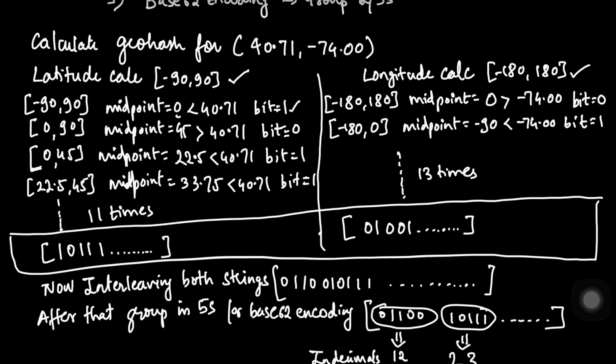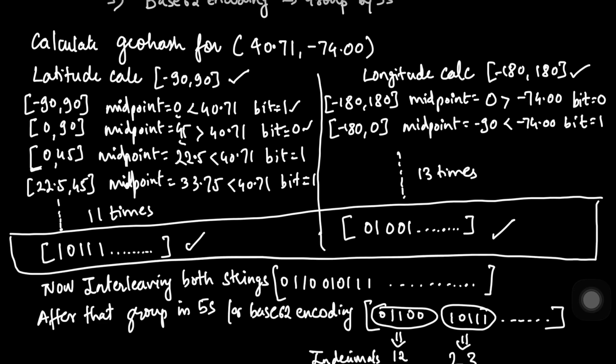Again we calculate the midpoint, which is going to be 45. We check if 45 is lesser than 40.71, which is not, so we say the bit is equal to 0. We just have to remember that if the midpoint is greater than the coordinate, then the bit would be 0, otherwise the bit would be 1. Similarly we do it 15 times for latitude as well as longitude. At the end we get a 15-bit array for both. So if you see over here, we have 10111 for latitude, and 01001 is the bits array for longitude.